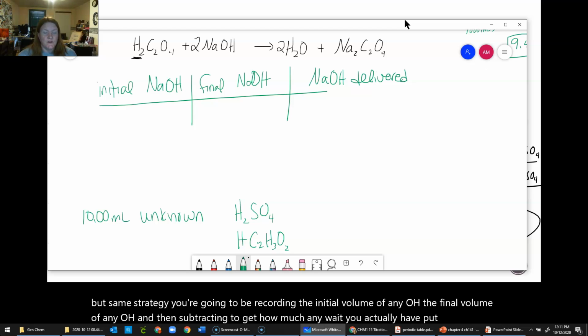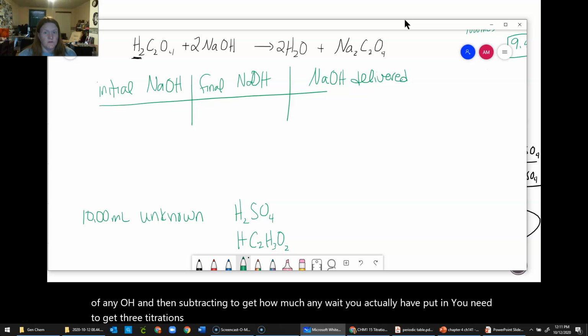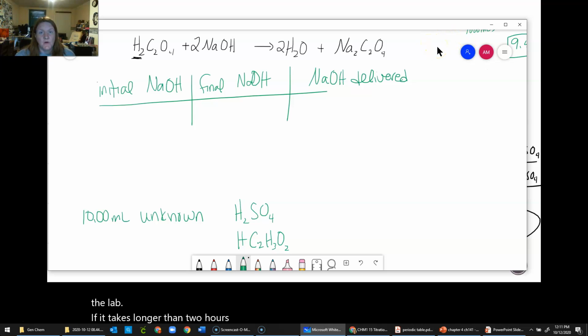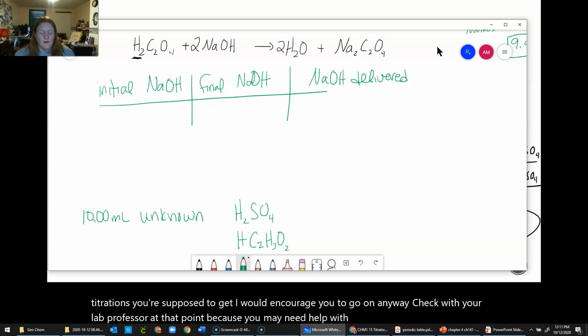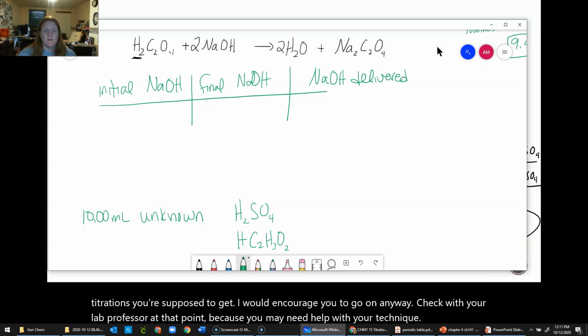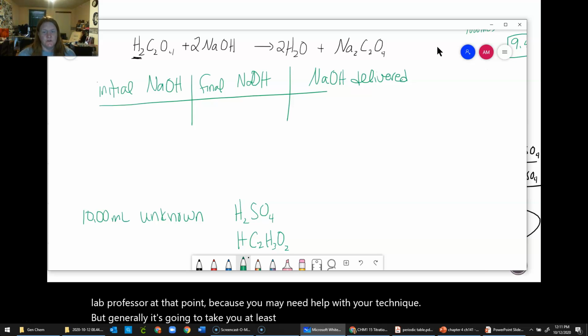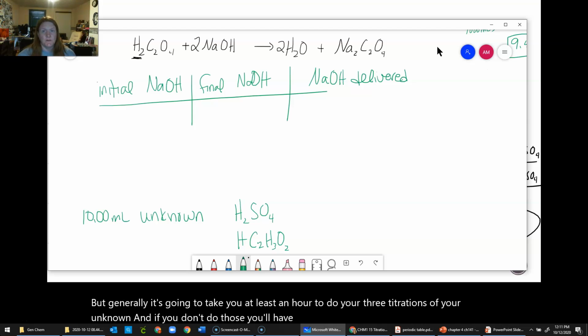You need to get 3 titrations within a half a milliliter of each other. Okay? So when you're actually in the lab, if it takes longer than 2 hours to standardize your sodium hydroxide, so that's the first 3 titrations you're supposed to get, I would encourage you to go on anyway. Check with your lab professor at that point because you may need help with your technique. But generally, it's going to take you at least an hour to do your 3 titrations of your unknown. And if you don't do those, you'll have to come back to lab to finish them later.